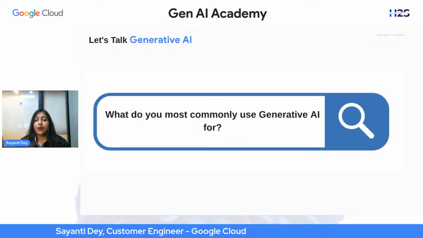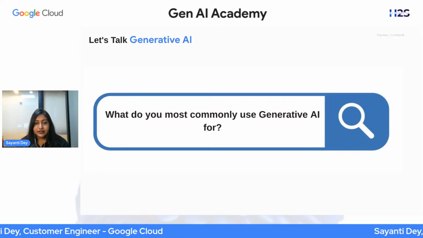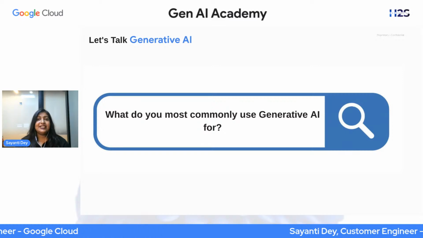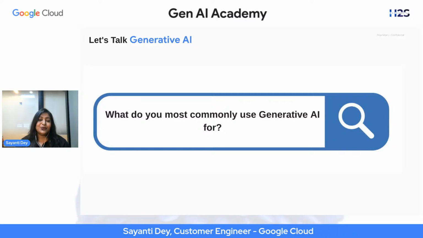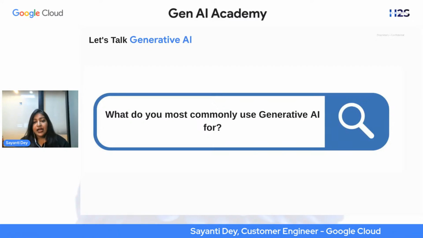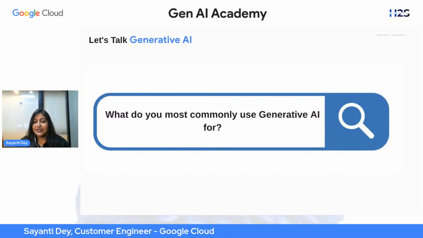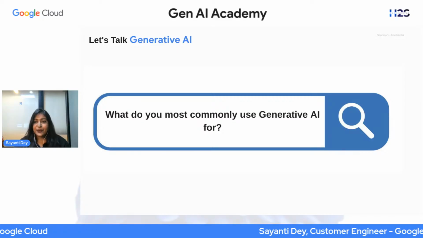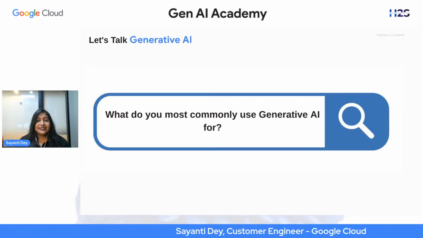Now, I'm sure you all have used it in some form or the other, maybe for writing an email, rephrasing a message, summarizing reports, or even generating new animated images, or maybe something entirely unique. So, I'd love to know what you are most commonly using generative AI for. Let us know in the chat or the comments. Please feel free to add those in the comments.